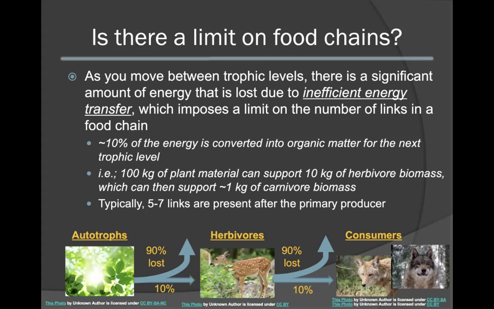Take a look at the diagram below to understand this concept. We can see that between autotrophs and herbivores, approximately 90% of the energy is lost, whereas 10% is converted from autotrophs to herbivores. This then occurs at the herbivore to consumer trophic level transition. Note that though we state that this energy is lost, keep in mind that this energy is typically lost as heat or converted into other energy forms.